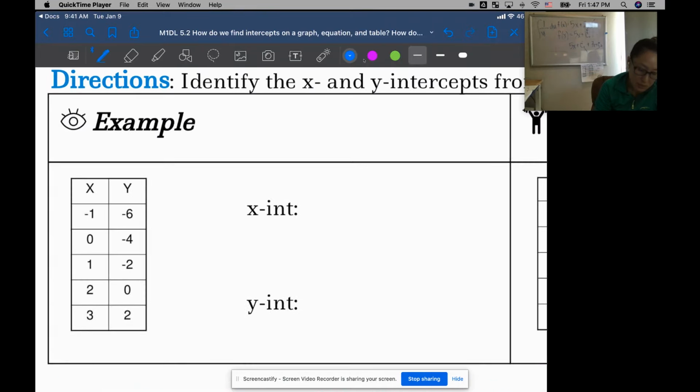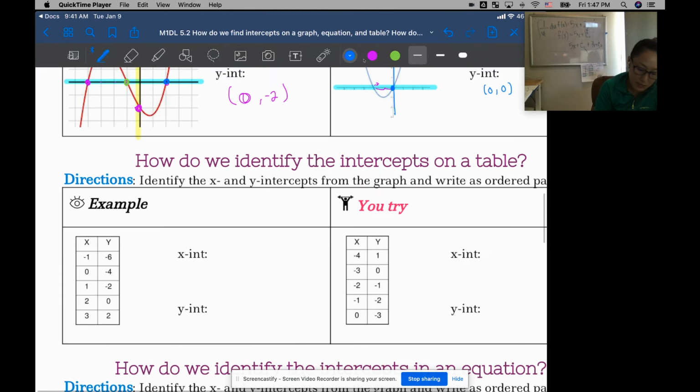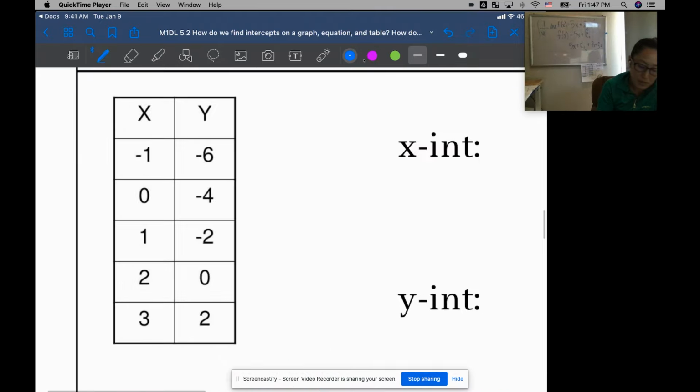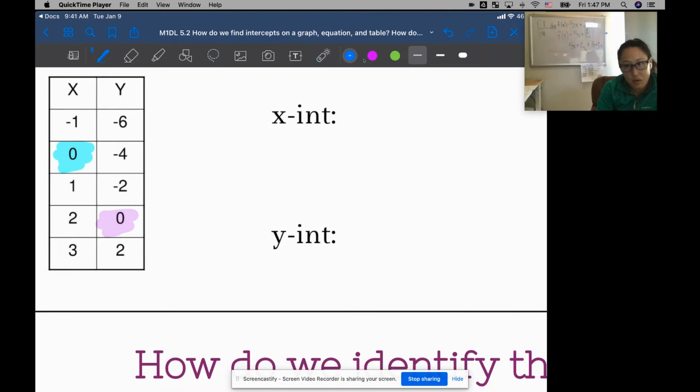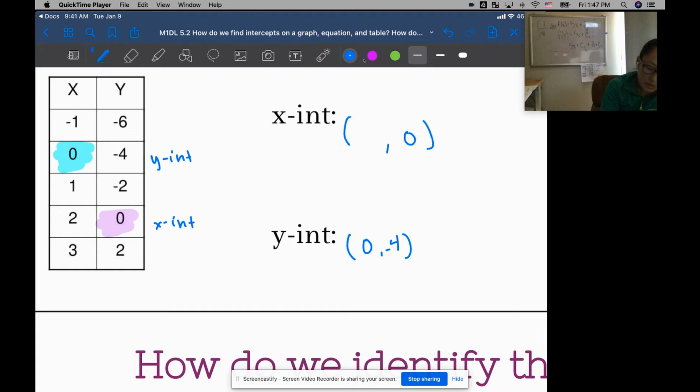All right. In a table, it looks like it says we need to find the x and y intercepts, and then we need to write them as an ordered pair. Okay, so in a table, we're always looking for where the x is 0 and where the y is 0. So remember, does an x-intercept have an x of 0, or does a y-intercept have an x of 0? Okay, the y-intercept has an x of 0, so the y-intercept is at 0, comma, -4. And the x-intercept has a y that is 0. So 0, comma, 2. Okay.